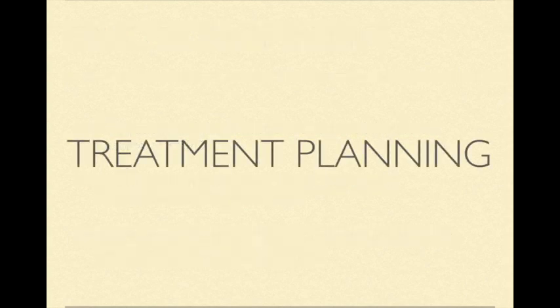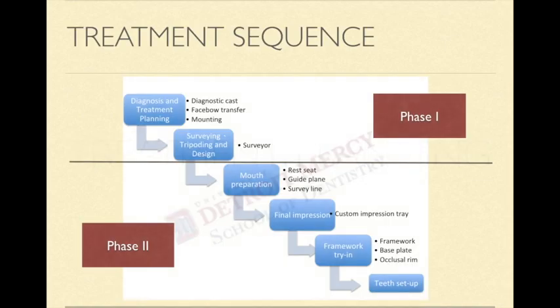So let's talk about the treatment planning procedure. This flow chart talks about the treatment sequence. First of all, we do diagnostic and treatment planning. Then we do surveying, tripoding, and the design, which you already practiced in the sim lab. Then we will do mouth preparation, final impression, framework try-in, and set up and deliver the partial.